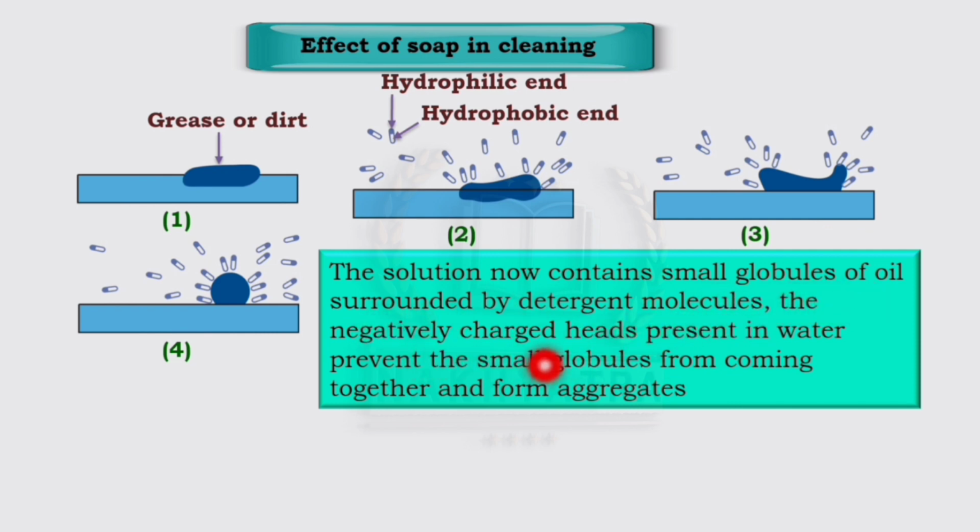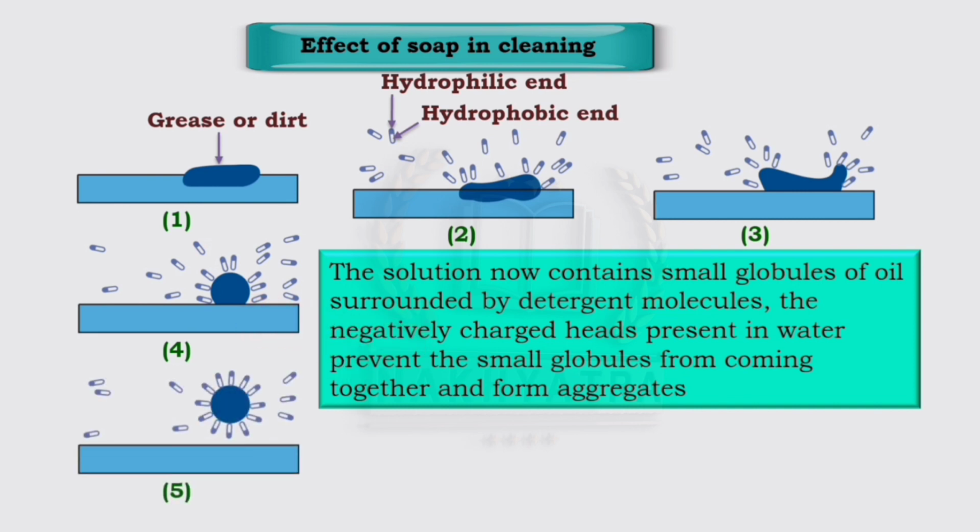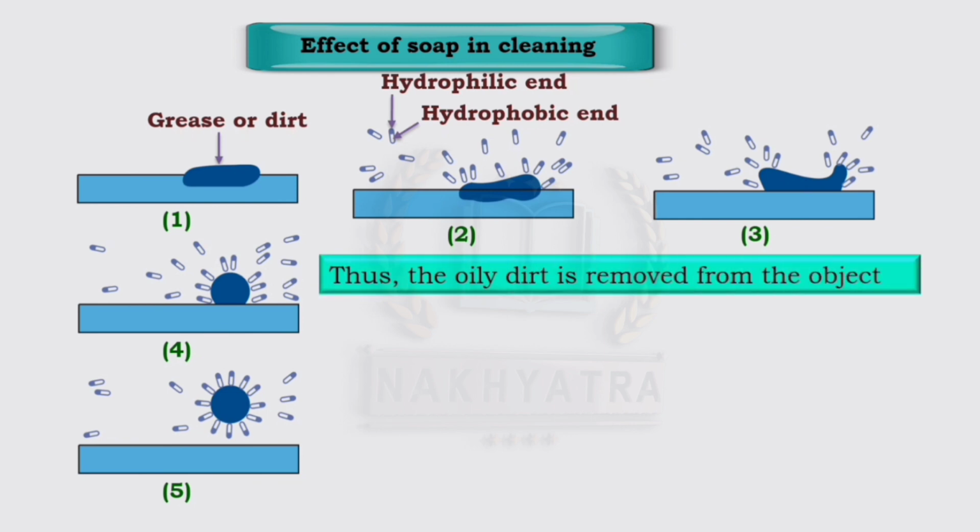The negatively charged heads present in water prevent the small globules from coming together and forming aggregates. Here the small globules of oil are formed and surrounded by detergent molecules. So the negatively charged heads present in water prevent the small globules from coming together and forming aggregates. Thus the oily dirt is removed from the object. I hope everyone is clear.